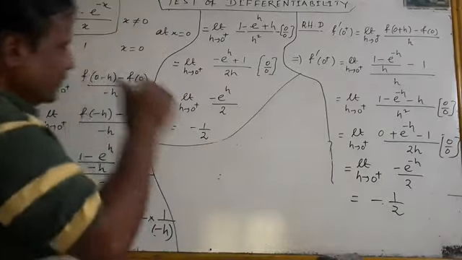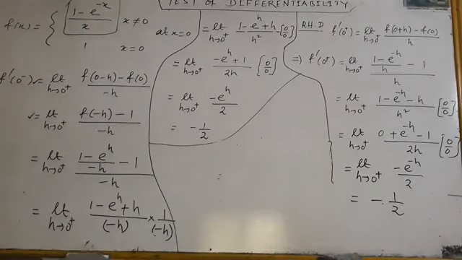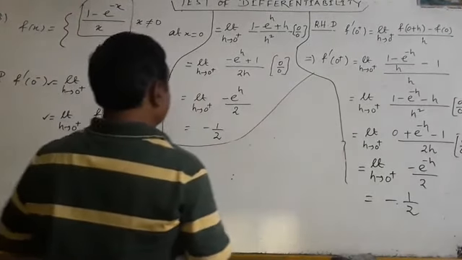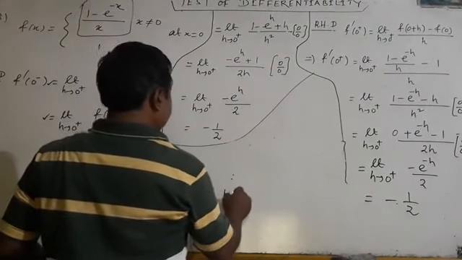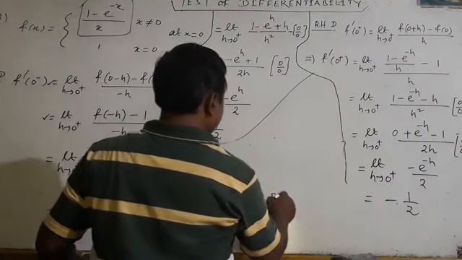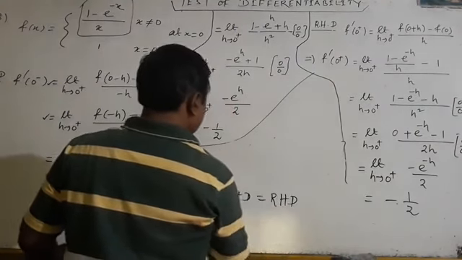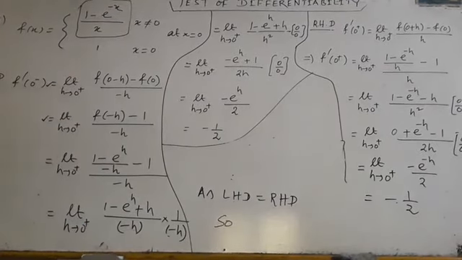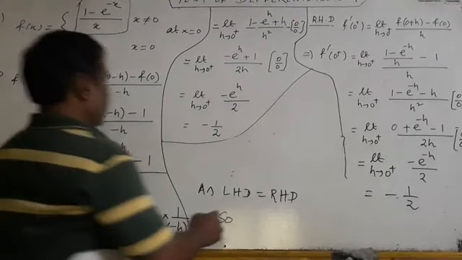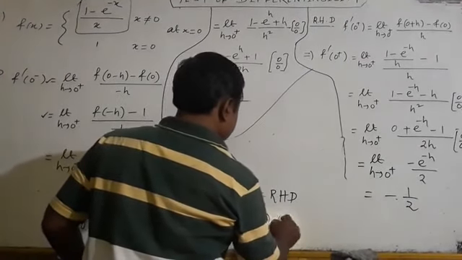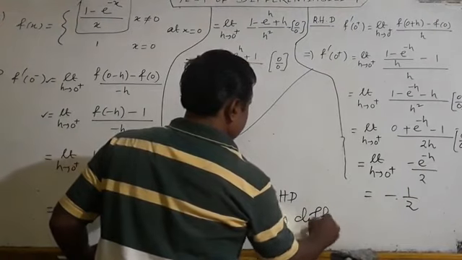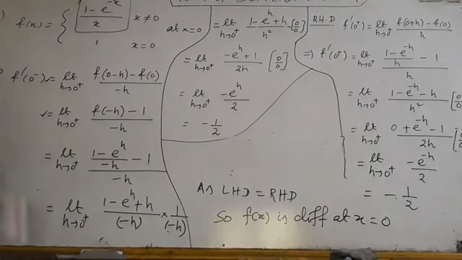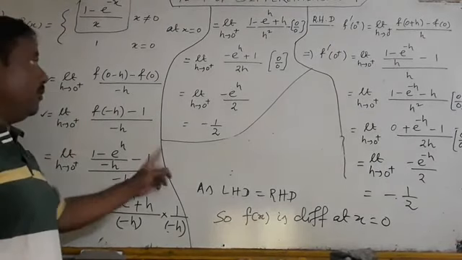Now, in both cases, the left hand derivative and right hand derivative are equal. So I will write that the left hand derivative is equal to the right hand derivative. So the function is differentiable at x equal to 0. So f(x) is differentiable at x equal to 0. Practice it twice, thrice, four times before the exam.